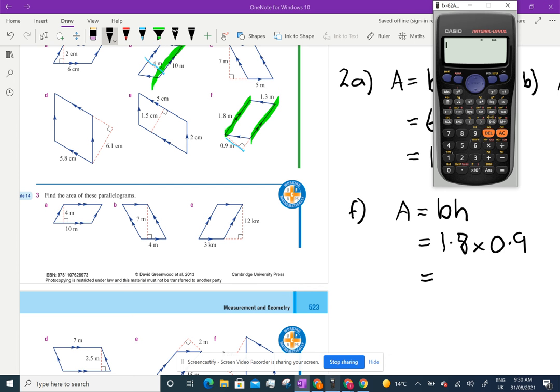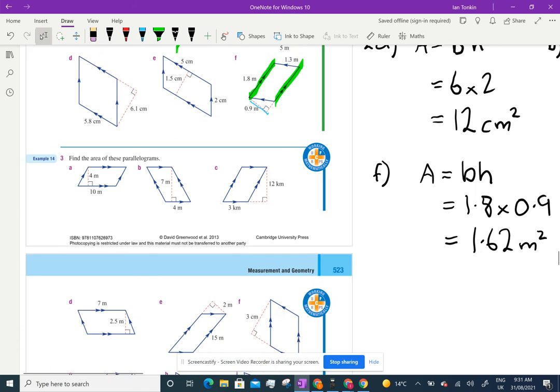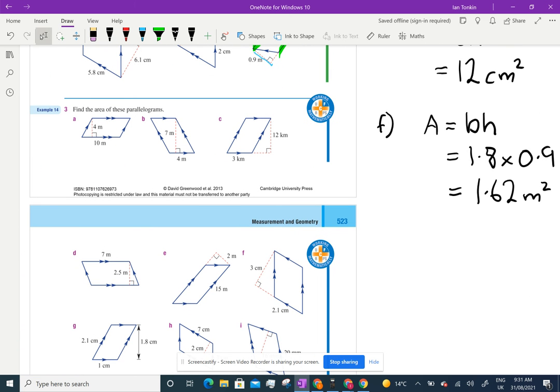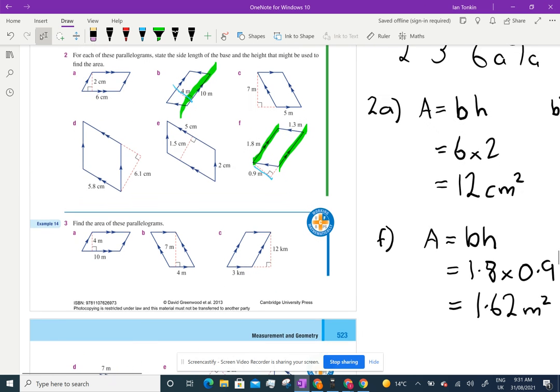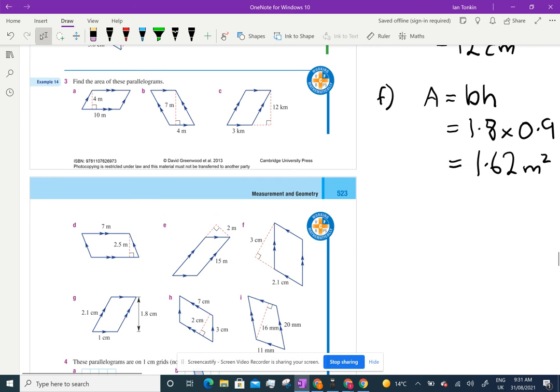And this time I'm going to use my calculator. 1.62, and we're in metres squared. Righto. Question 3, exactly the same. Find the area of these parallelograms. Right? Question 3.